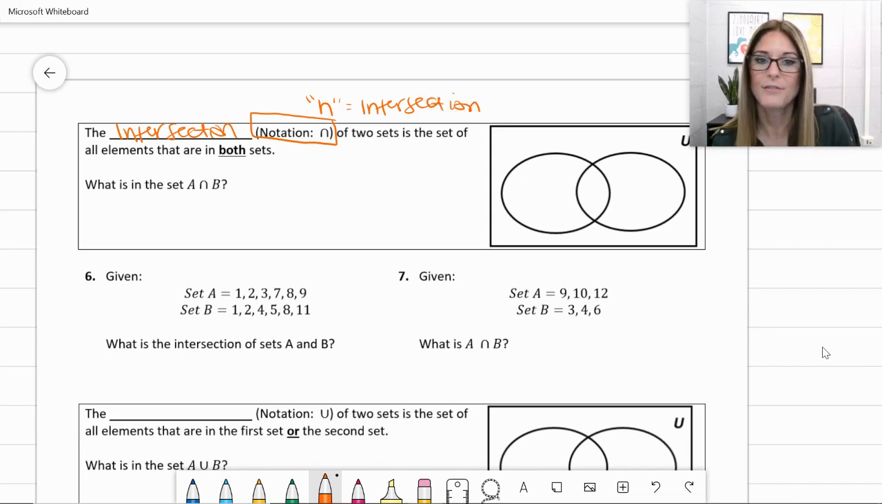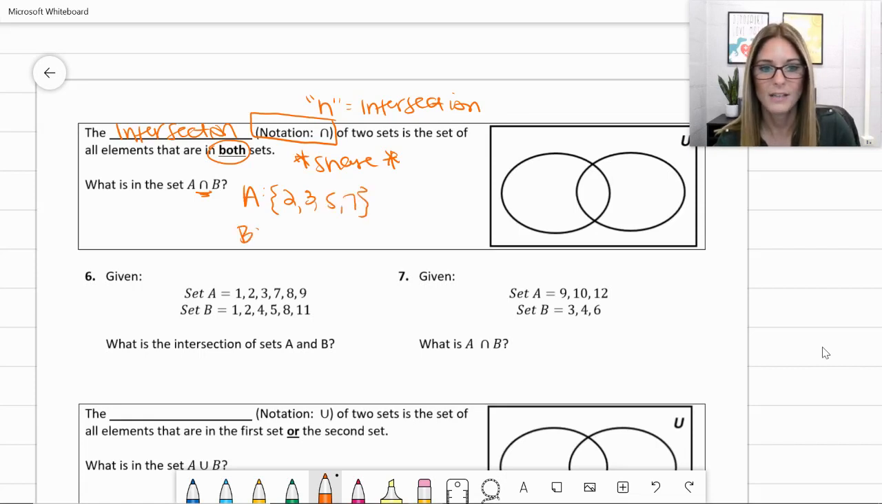So the intersection of two sets is the set of elements that are in both. It's what they share. So what is the set A intersection B? Well, let's list A. A was 2, 3, 5, and 7. Set B was 2, 4, 6, and 8. So what do they share in common? They have a 2 in common, and that's it, right?